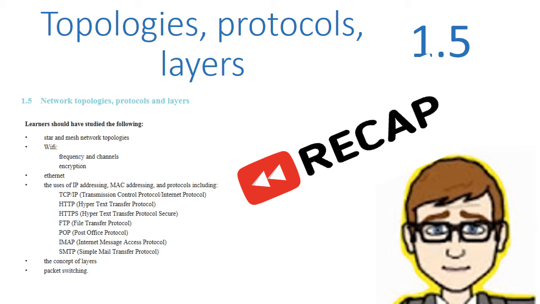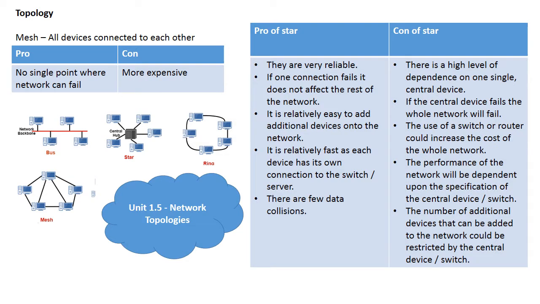Topologies, protocols, and layers. So first of all, what's a topology? A topology is a map of how a network is set out, basically. Now, there are different types. Now, we've gone through them quite a lot. You've got a bus, star, ring, and the new one they've kind of thrown in is a mesh network.